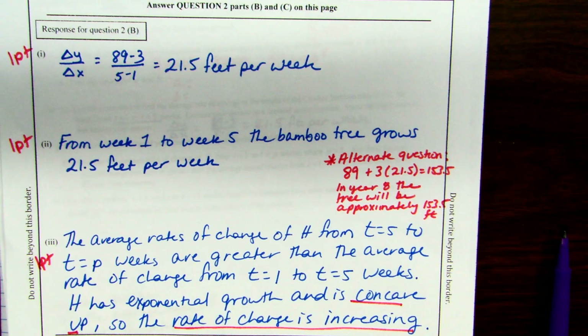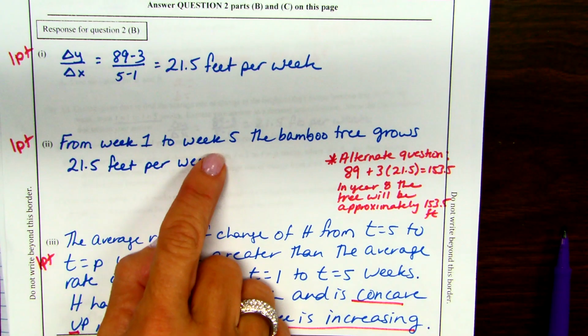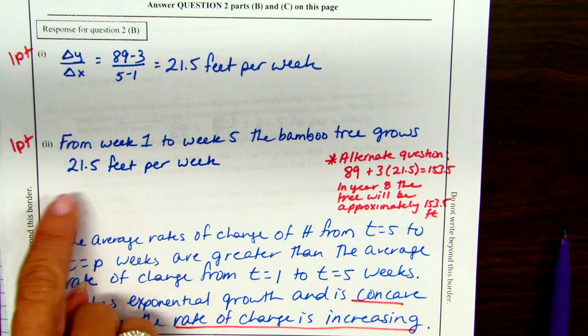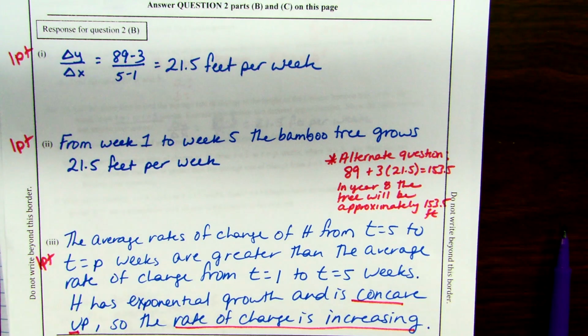And so for part 2, if it asks you to interpret it, you're basically just going to say in a full sentence what we just found. From week 1 to week 5, and we would want to reference that time, the bamboo tree grows 21.5 feet per week. Easy. Second point there.